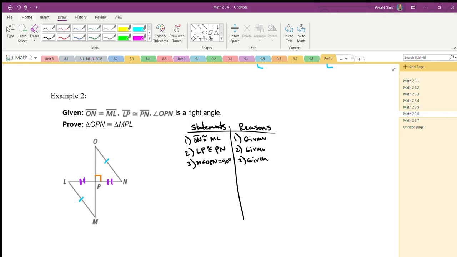So now that I look at these two triangles, I also need one more piece of information before I prove that they're congruent. So notice we have two lines crossing right here. Opposite angles when two lines cross are vertical angles. So if this angle P right here, OPN, is 90 degrees, this one is also 90 degrees. So I could say that angle OPN is congruent to angle MPL because vertical angles are congruent.